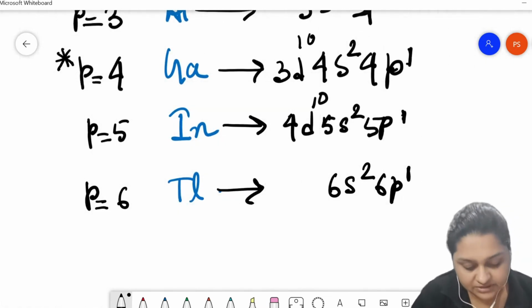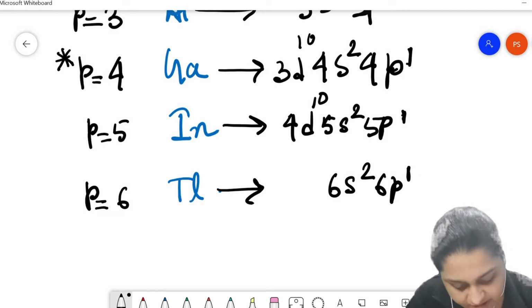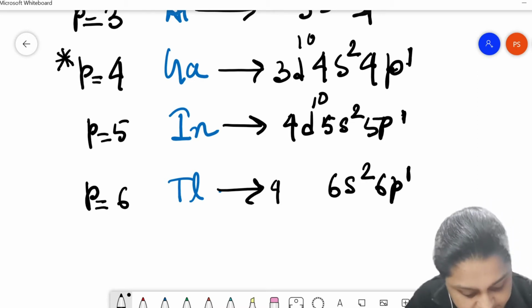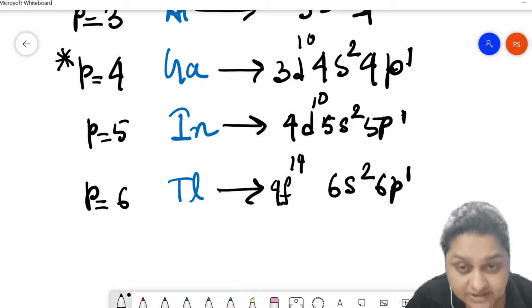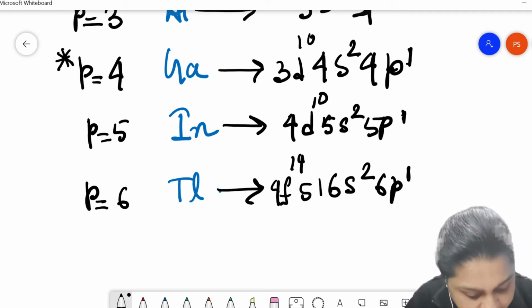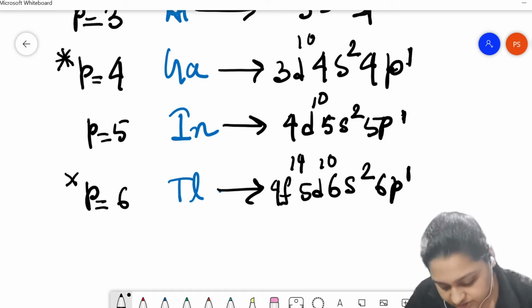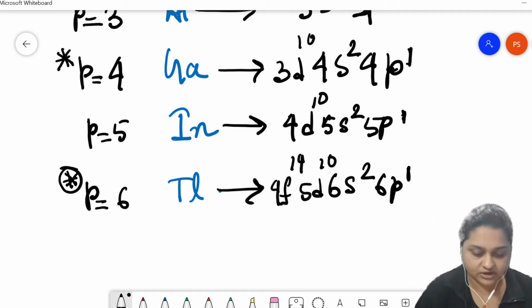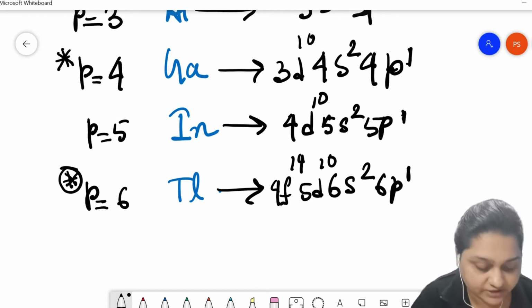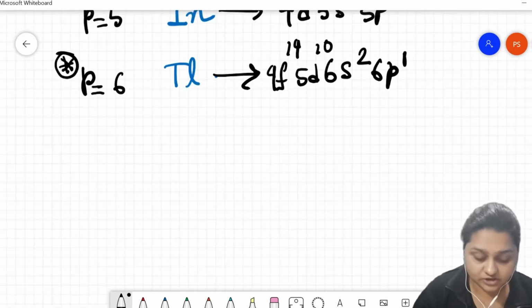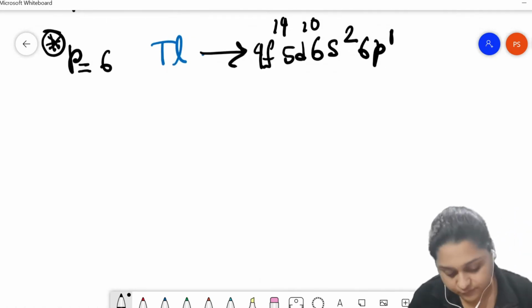The last element, thallium, has another penultimate shell, that is 4f14, that is included in the valence shell, and the penultimate 5d10 electrons are also included in the valence shell. So the last element, thallium, belonging to the sixth period, has the electronic configuration of 4f14 5d10 6s2 and 6p1. Now let's look at the electronic configuration for the group 14 elements.